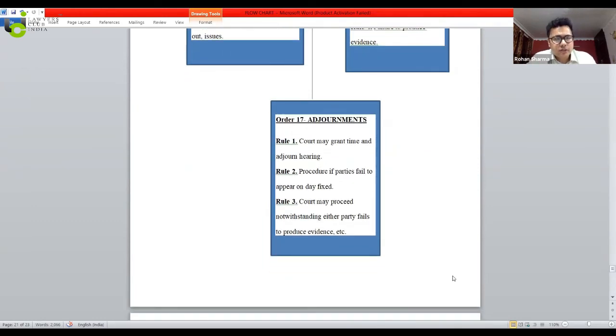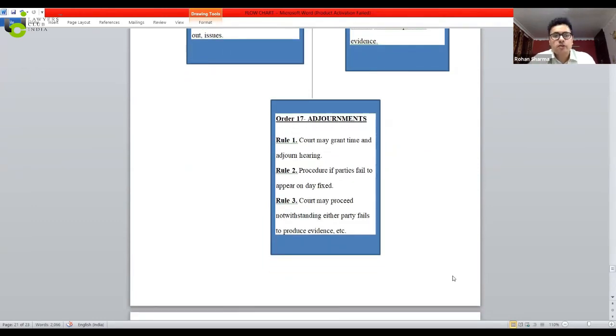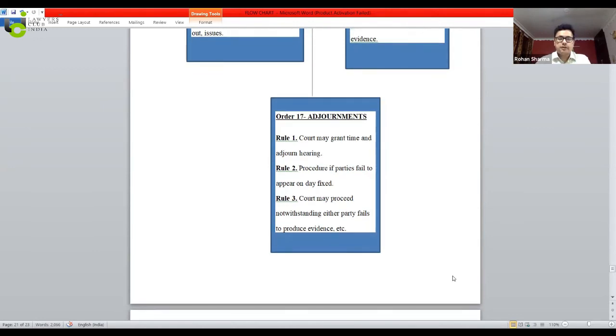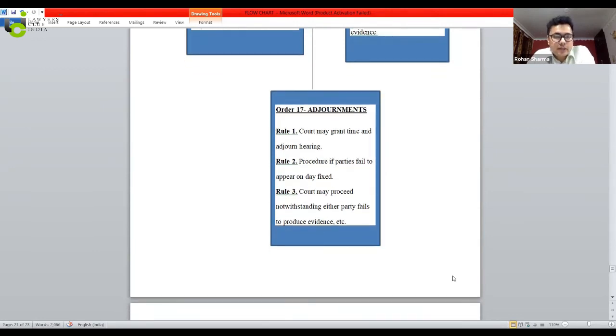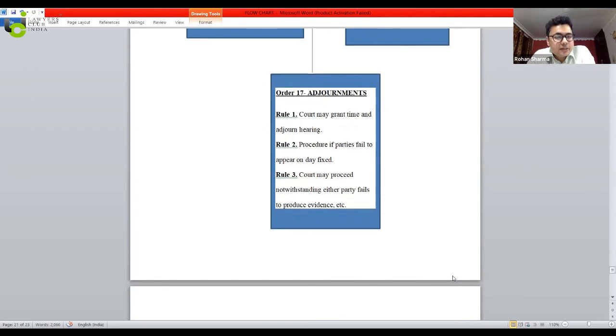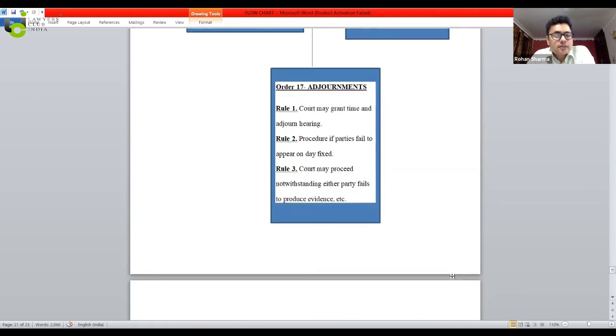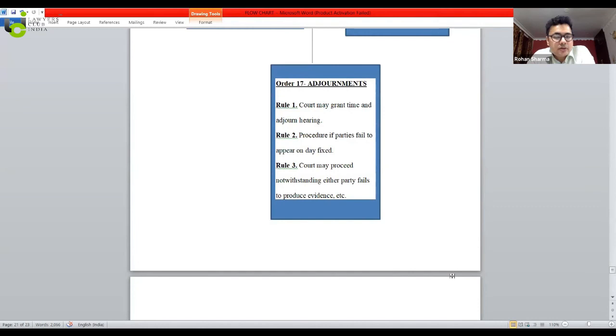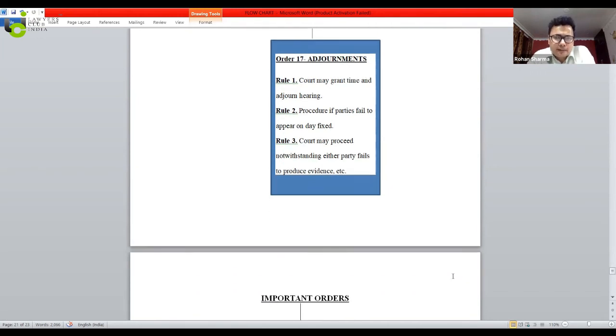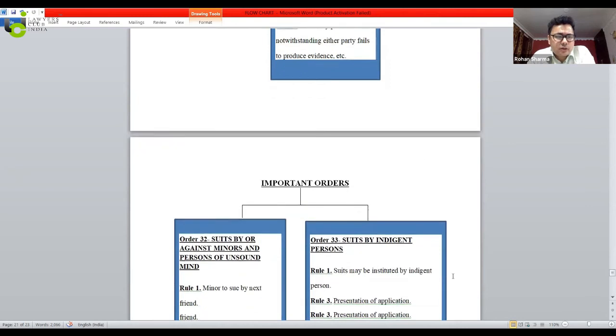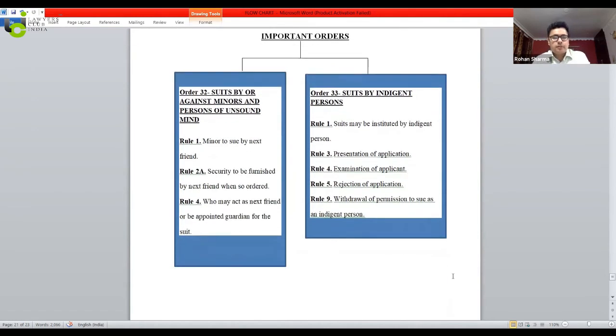Order 17, a procedural order, deals with adjournments, in what manner and under what circumstances adjournment may be granted, and what remedies the court can resort to in case the parties are found to be deliberate in seeking adjournments. What if the parties fail to appear on a date which has been fixed by the court, things like that. Again, a standard procedural order dealing with adjournments.